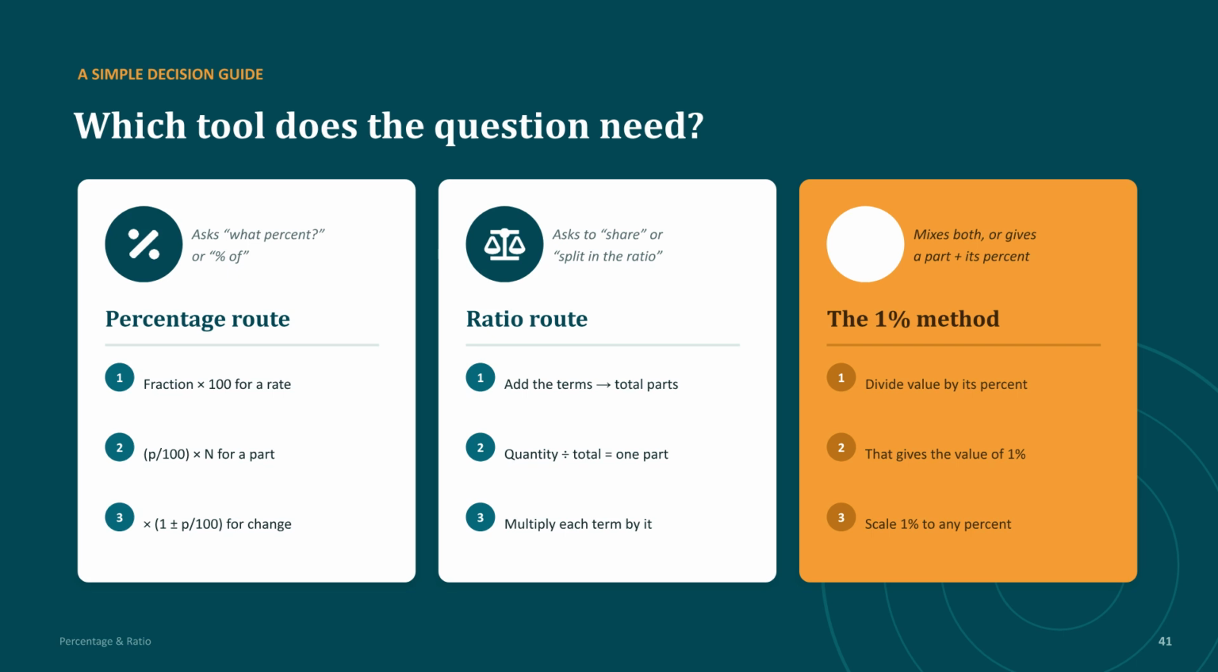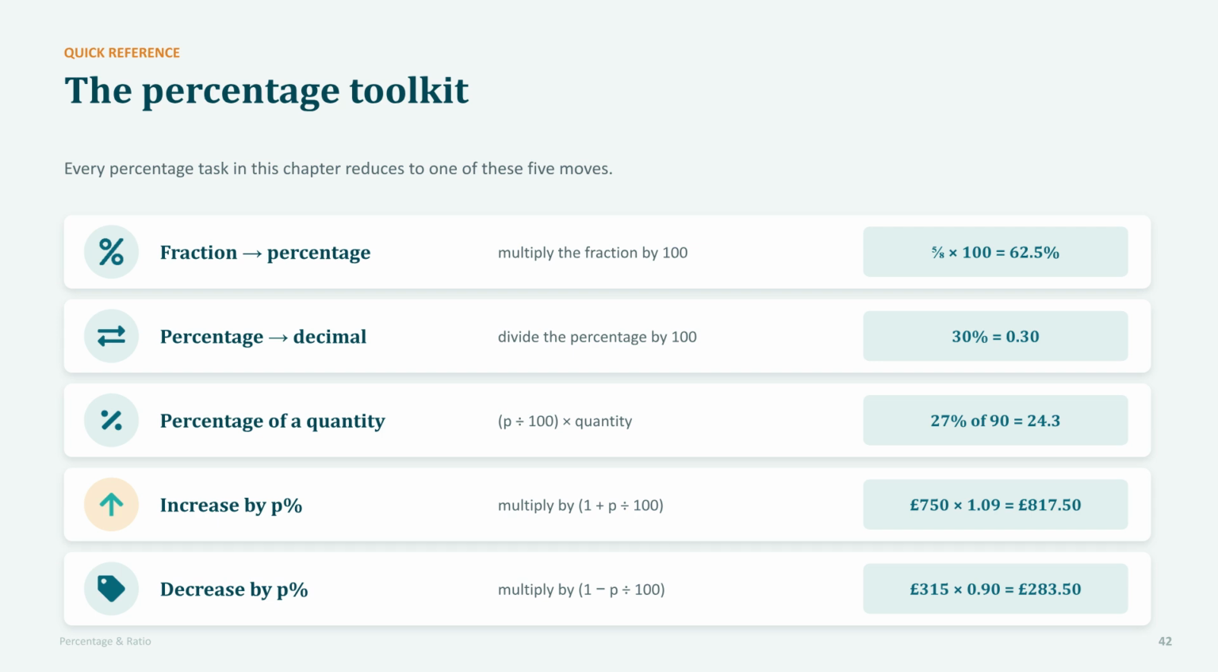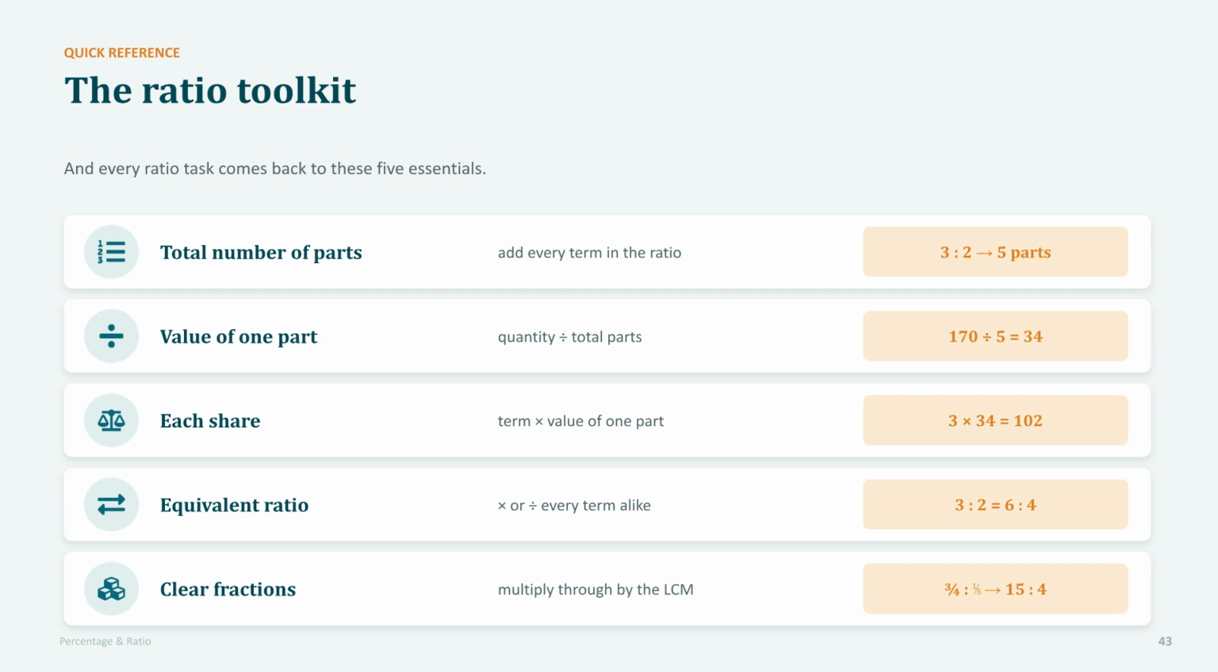If you are unsure which tool to use, follow this guide. If the question asks for a percent or a fraction of a whole, use the percentage route. If it asks to split or share a quantity, follow the ratio route. This quick reference sheet summarizes the 5 core percentage moves we have discussed, from converting fractions to calculating percentage increases or decreases. Keep these templates handy for quick solving.